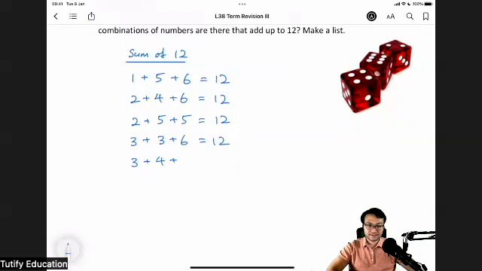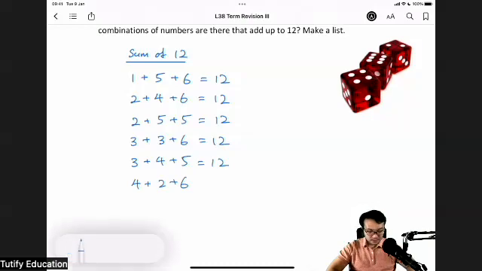Look at the screen. 3, 4, 5. Yes. And what else? Can we do 3 plus 5 plus 4? No. So shall we move on? Okay, move on to 4 plus 2 plus 6. Can we do this?